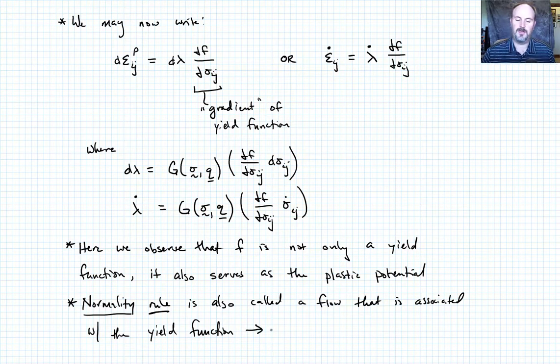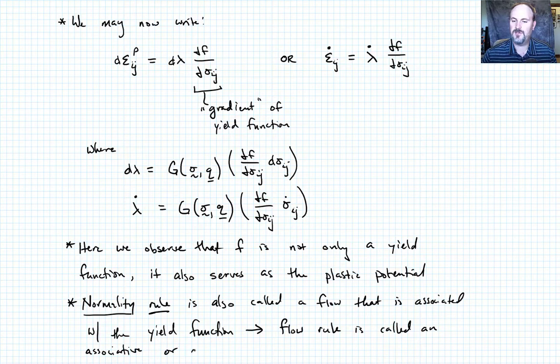If we have such a thing, then the flow rule of this type is called an associative flow rule, or associated flow rule.